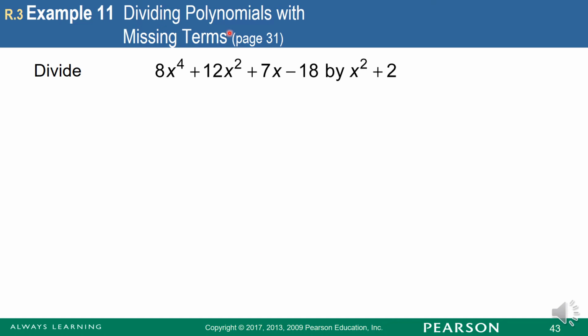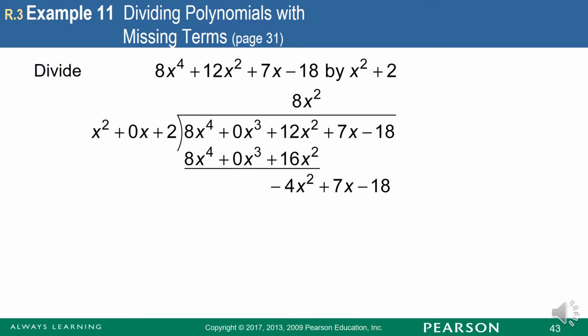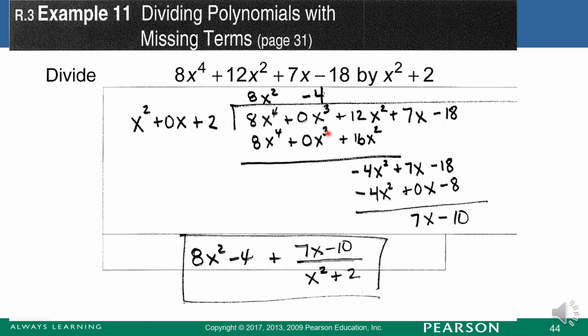Sometimes you have missing terms, and by missing terms I mean we don't have an x cubed here and we don't have an x here. It's useful to put those in as 0. So here's the 0x and that. You don't have to do this, but this helps you keep track of things. Notice that we reach this point where x squared is not going to go into 7x, so that constitutes the remainder, and that is how we write the answer.